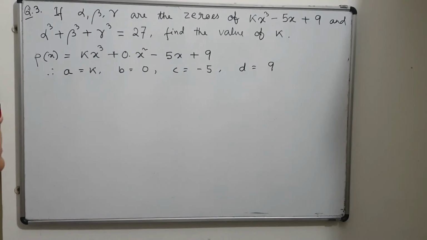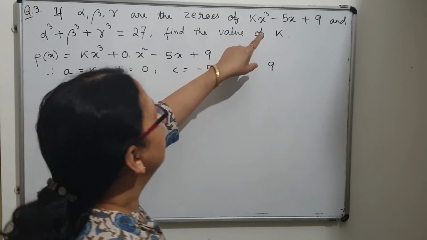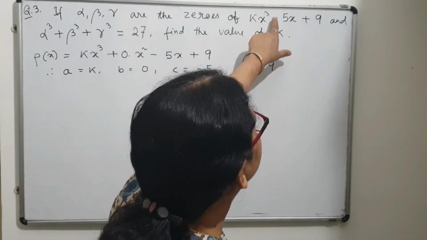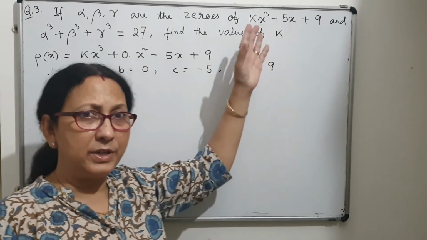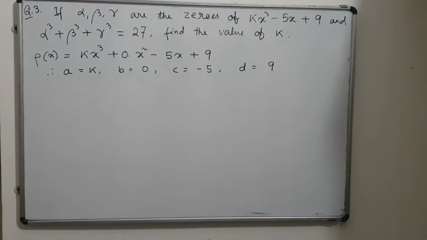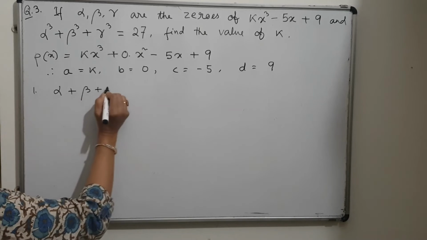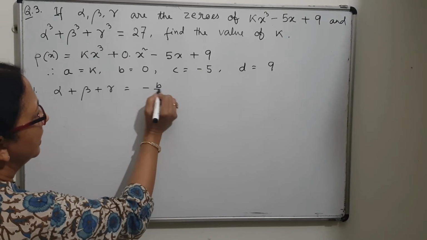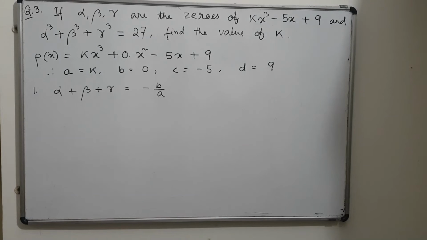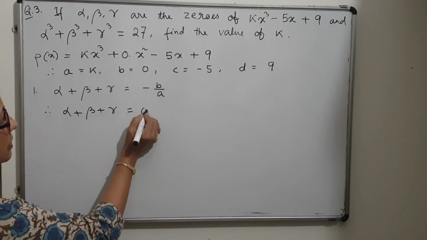Whenever you compare the given polynomial with the standard one, you have to be very careful whether the powers are given in the descending order or if any power is missing, you should take care. Okay. Now these are the zeros. Let me write down the first relationship. The sum of the zeros is minus b upon a. B is 0, so obviously the sum is 0, since b is 0.